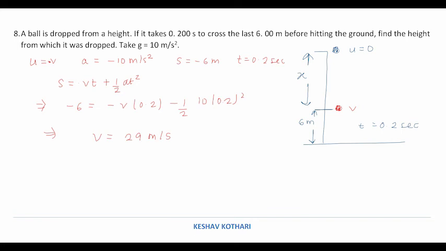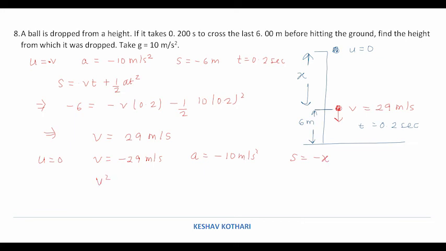So now the question is like this, that the particle has fallen through a distance x and has attained a speed equal to 29 meter per second. So we have to determine the height x from which the particle is dropped. If I solve for this part, I say that the initial velocity is 0. The final speed, which is in the downward direction, is 29 meter per second. The acceleration in the downward direction is minus 10 meter per second square. And the displacement, which is again in the downward direction, is minus x.